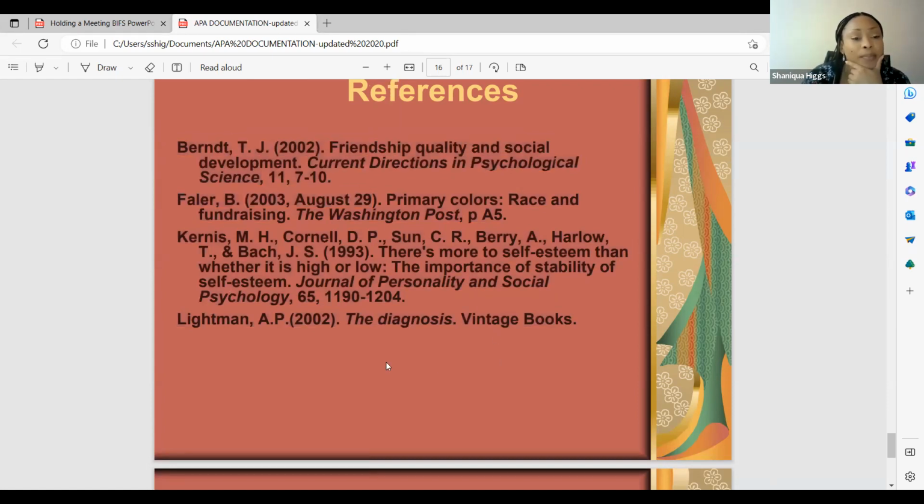So what does this all mean? This first entry tells me that the person who wrote the paper used this journal article by T.J. Barrett called Friendship, Quality, and Social Development. And that article can be found in this journal. The journal's volume is number 11, and I can find it on pages 7 to 10. These entries each mean something.